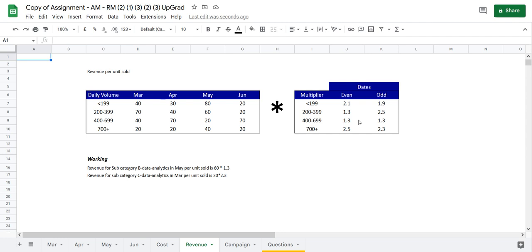It is based on even and odd date, as well as revenue per unit sold. So we'll apply some conditions here, the same if-else condition for finding out the revenue. First, let us understand what is given. Basically, the multiplier factors are given. If the units sold are less than 199 and if the date is even, then we have to use 2.1.